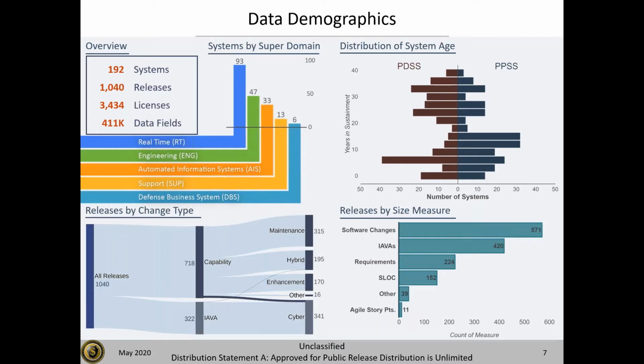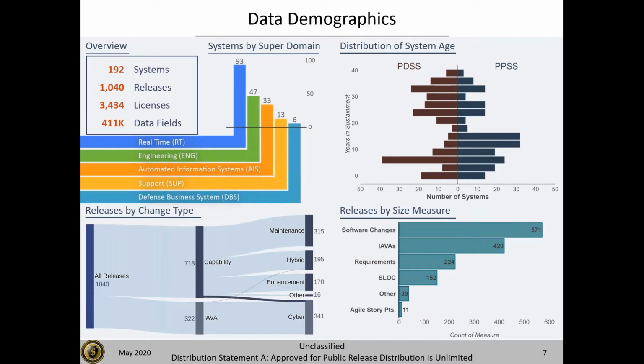Right-hand side, the size measure. One of the things we did was we asked for size in 6 different ways because we weren't sure what was going to be the best size measure for sustainment. Software changes was the one measure that was most often used by the programs. It's also the measure that gave us the best correlations when we did the CERs. So that's the main measure we're going forward with, although we're also continuing to look at IEVAs and requirements in certain circumstances.